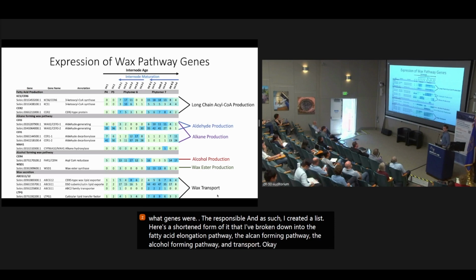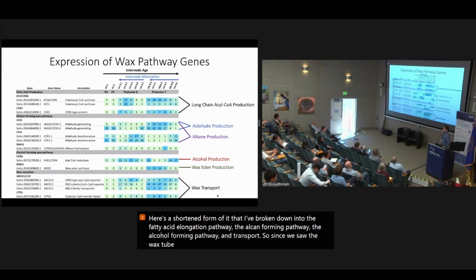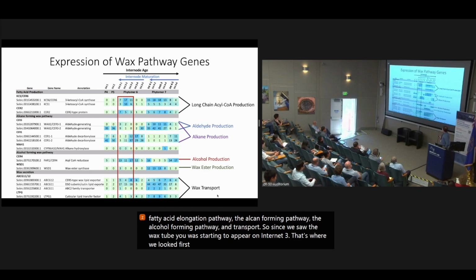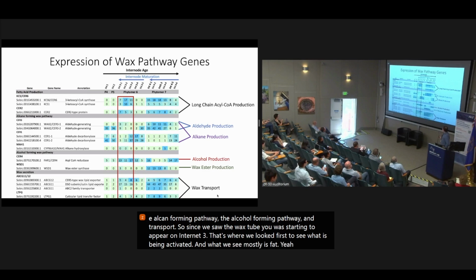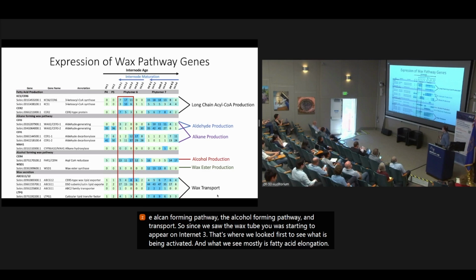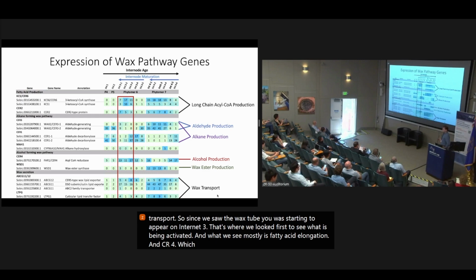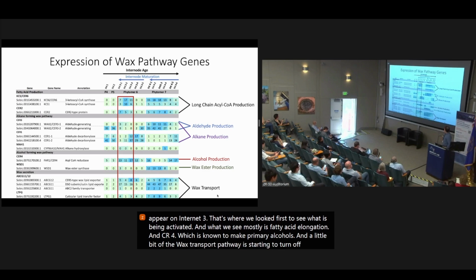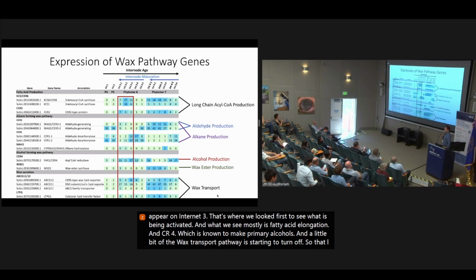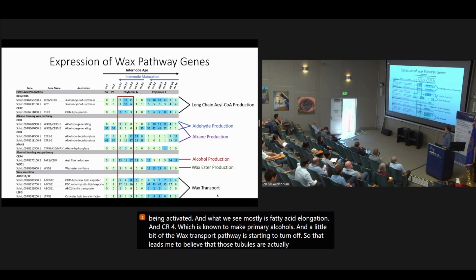So since we saw the wax tubules starting to appear on internode 3, that's where we looked first to see what is being activated there. And what we see mostly is fatty acid elongation and CER4, which is known to make primary alcohols, and a little bit of the wax transport pathway is starting to turn on. So that leads me to believe that those tubules are actually fatty alcohols.